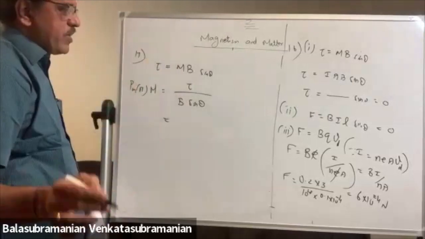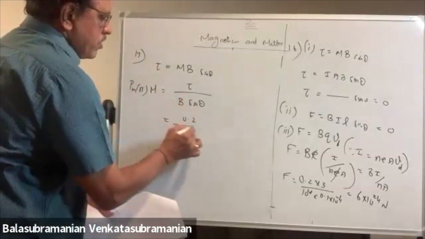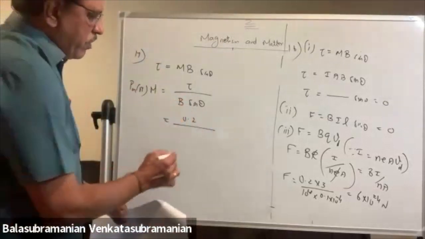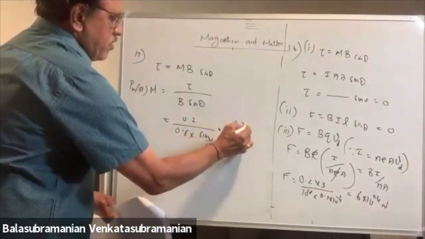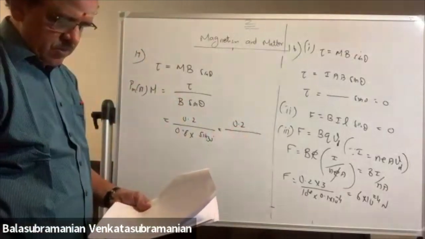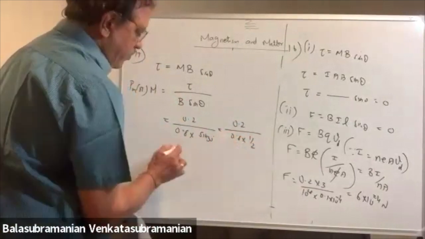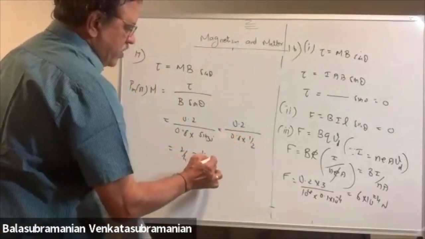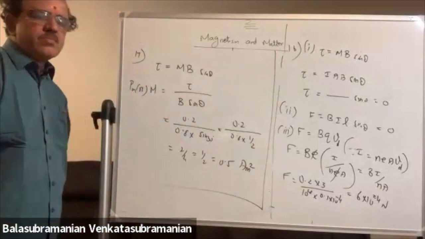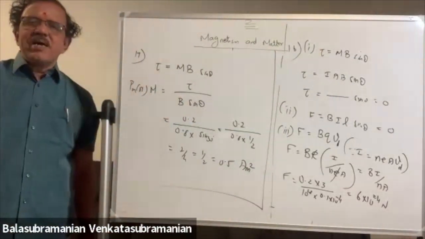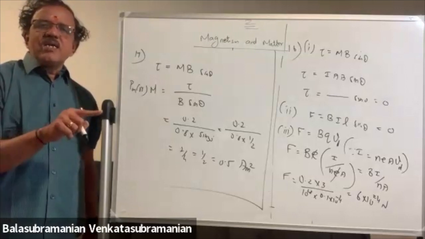You can write Pm or you can write M, both are magnetic moment. Torque value 0.2 by B value 0.8 into sin 30. Sin 30 is half, so 0.2 by 0.4, that is 2 by 4, 1 by 2, that is 0.5 ampere meter square. Correct? So this is the magnetic moment we have calculated for a given value of torque and magnetic induction.